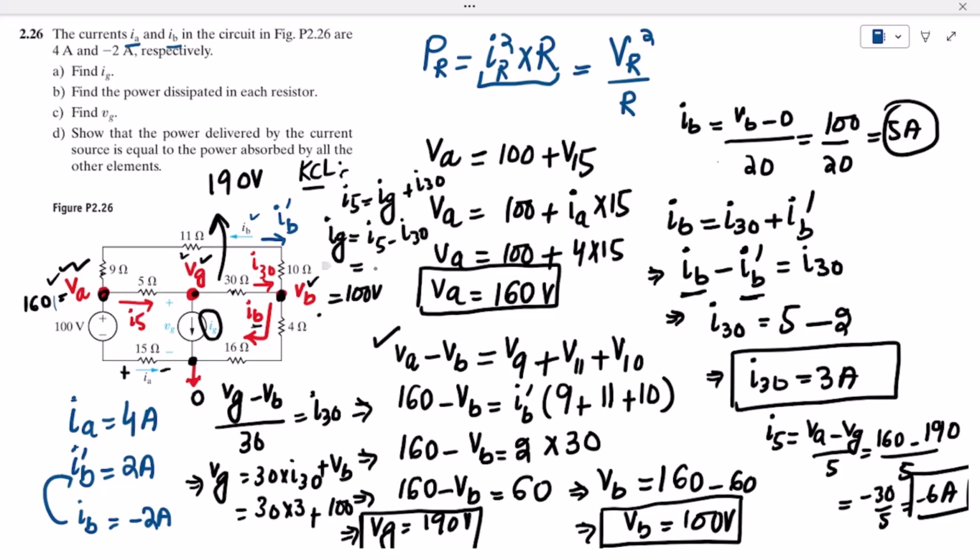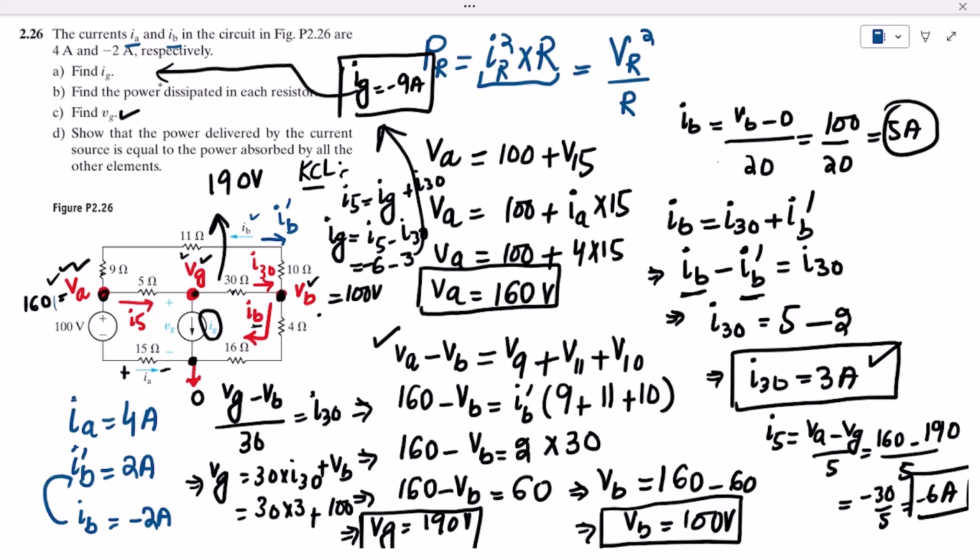The value of I5 is what? That is minus 6, and the value of I30, that is already known, that is 3. So minus 3. So from it we can find out the value of IG, that is minus 9 amperes. So the value of IG is known, the value of VG is known. To find out the power dissipated in each resistor, we have to find the currents, and these are known. This current is known, this is known, all these currents are known.